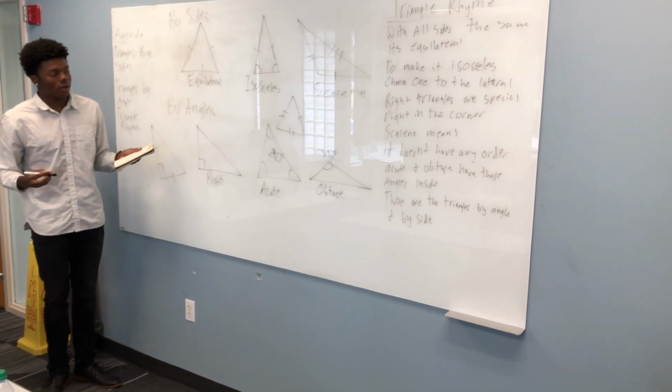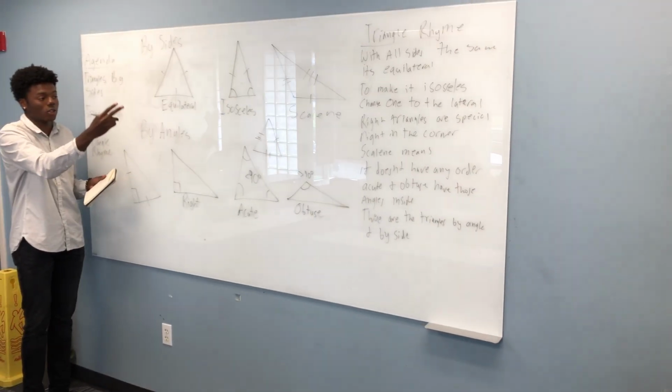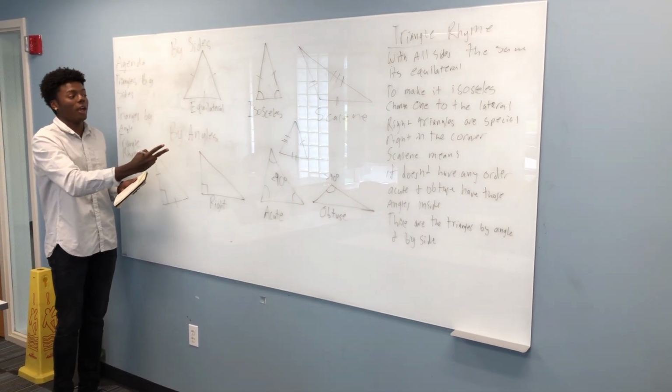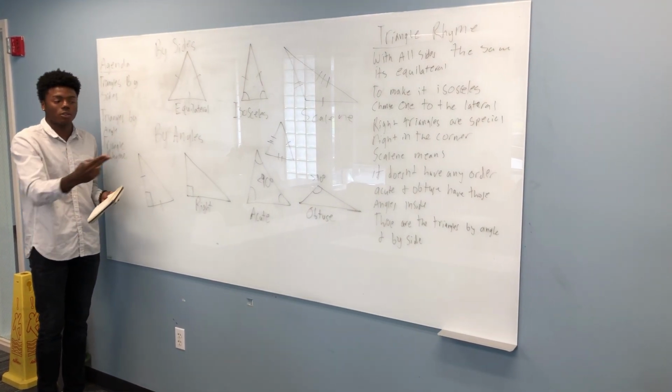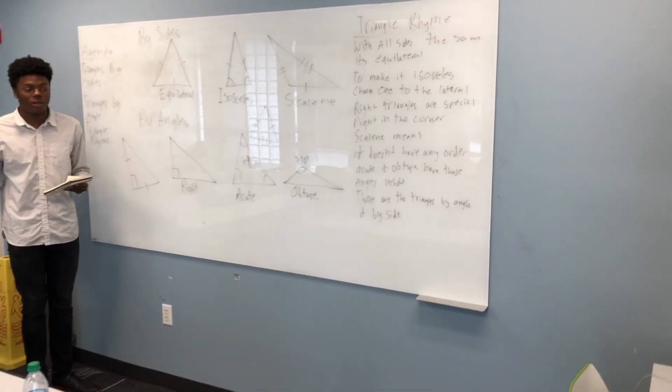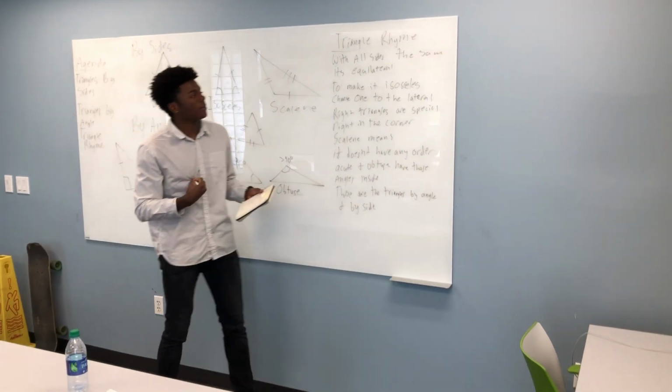So now that we've found out that each triangle has its own unique way of being identified, and you can identify it by side and by angle, I made a little jingle so you guys can remember it easier. Okay, let's get to it.